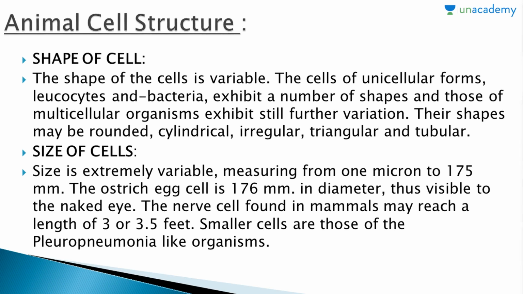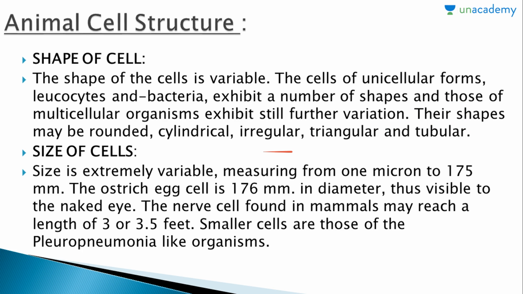Next we have the animal cell structure. Shape of the cell. The shape of the cell is variable. The cells of unicellular forms, leukocytes and bacteria, exhibit a number of shapes, and those of multicellular organisms exhibit still further variations. Their shapes may be rounded, cylindrical, irregular, triangular and tubular.